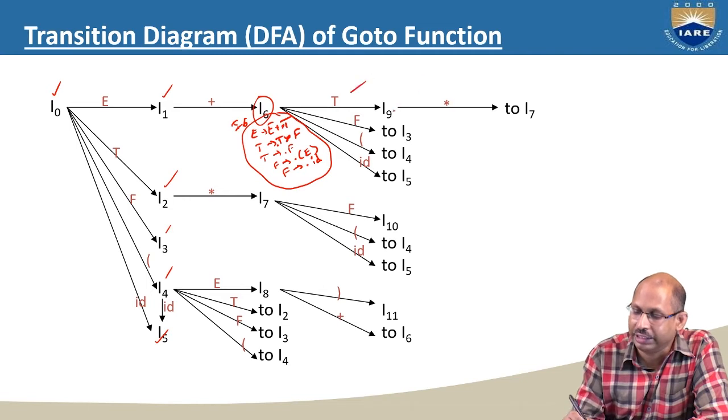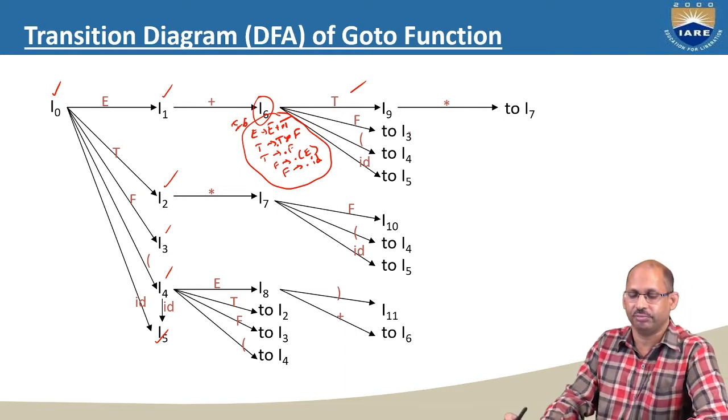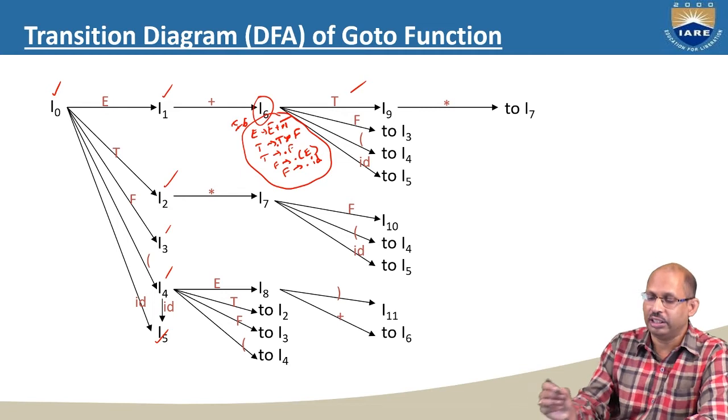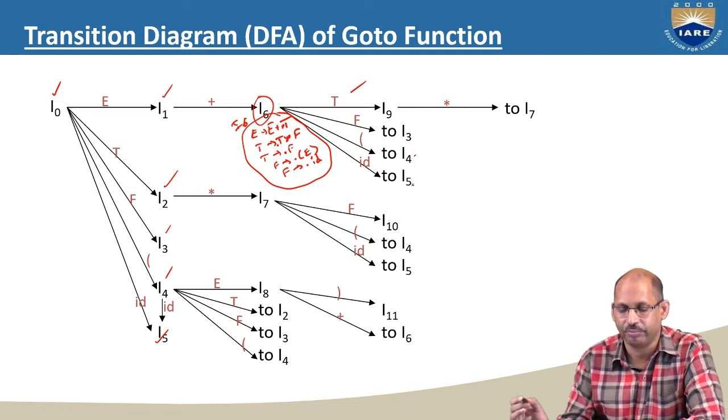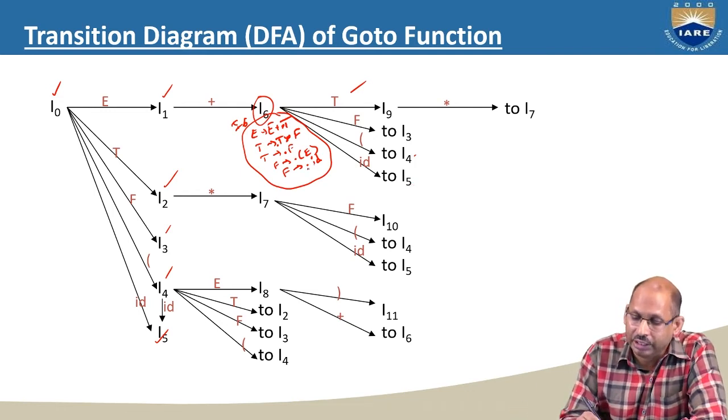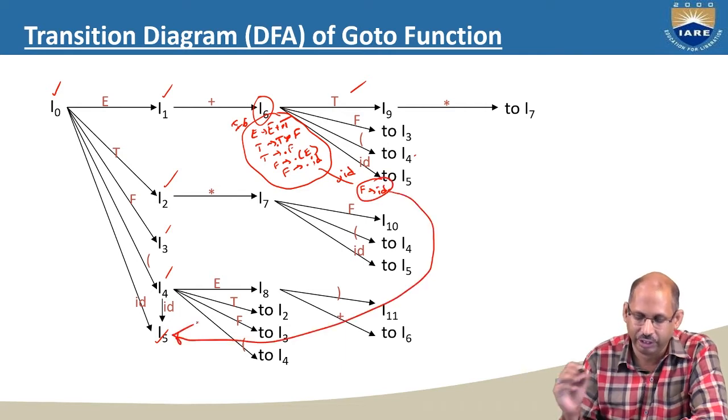In this I6, on T it will be I9. On F, it will be I3. On left parenthesis it goes to I4. On ID it goes to I5. What is ID giving? F gives ID dot. What is this one? It is nothing but I5.